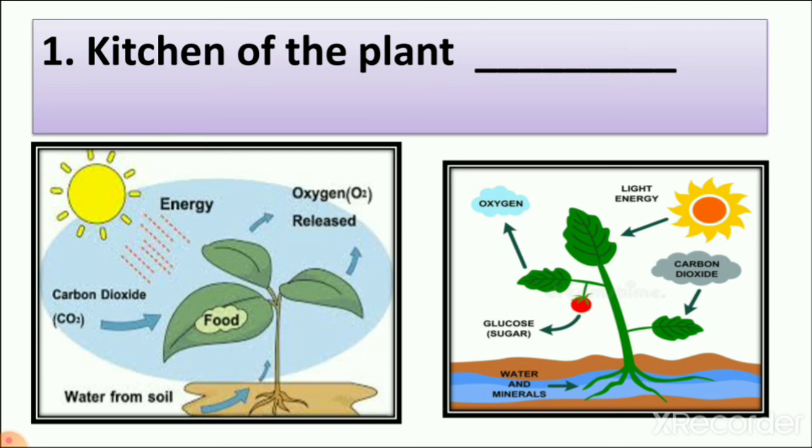So kitchen is a place where we cook food. So here for plant, leaf is a kitchen. So we write the spelling of leaf here. So kitchen of the plant is leaf. In give one word we have to write one word for the question. So the kitchen of the plant is leaf, we write here.